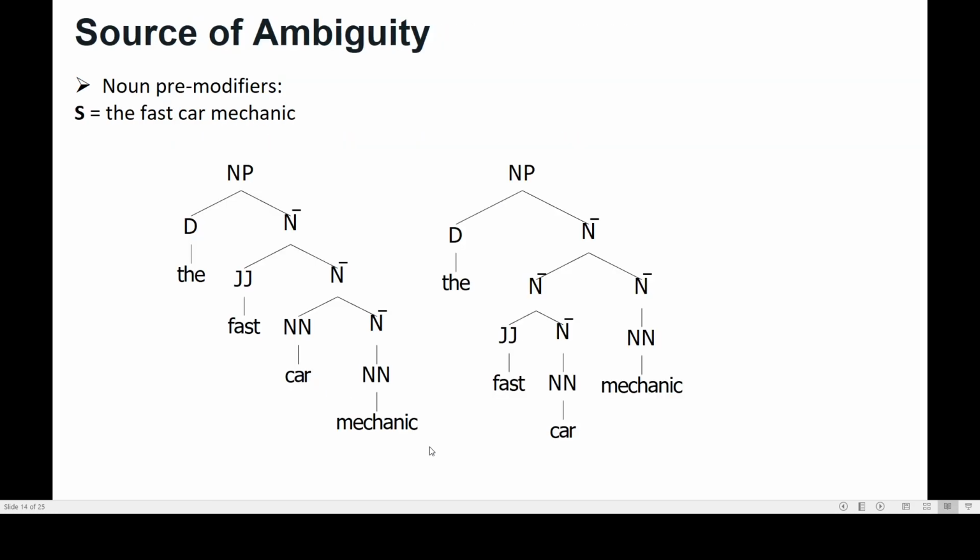So that's all for parse tree, and later we will see probabilistic context free grammar.